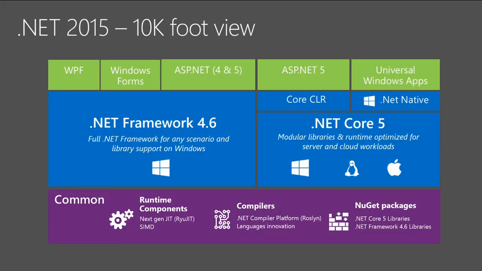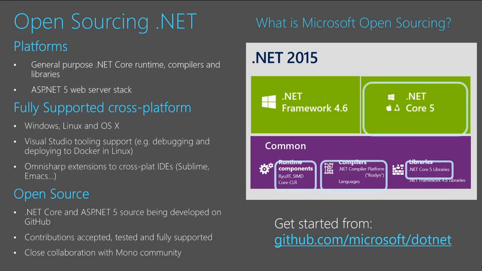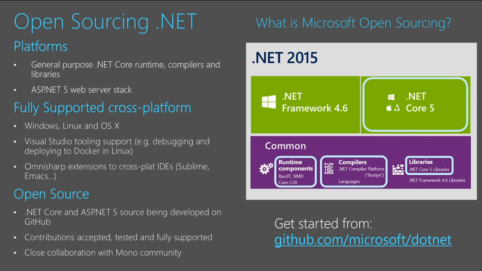So let's back up to the 10,000-foot view. You have .NET Framework 4.6 on the left that runs WPF, Windows Forms, ASP.NET 4 and 5, and it uses that same common collection of items down there on the bottom. .NET Core right now runs ASP.NET 5 and Universal Window Apps, okay? Trying to get through these slides quickly so we can get to the cool demos.